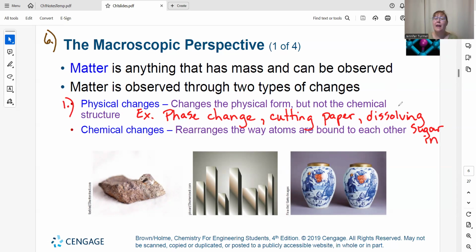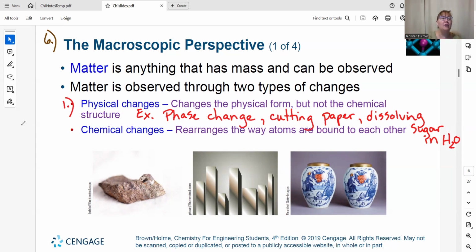You might think that's a chemical change, but we're not actually changing the water or the sugar. We are just separating the molecules from each other, and then we can evaporate the water and get the sugar back again, because the sugar hasn't actually changed.